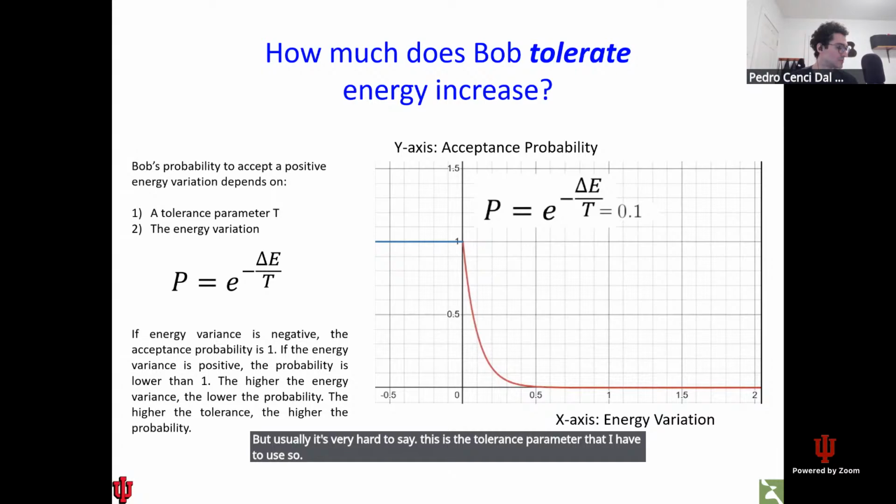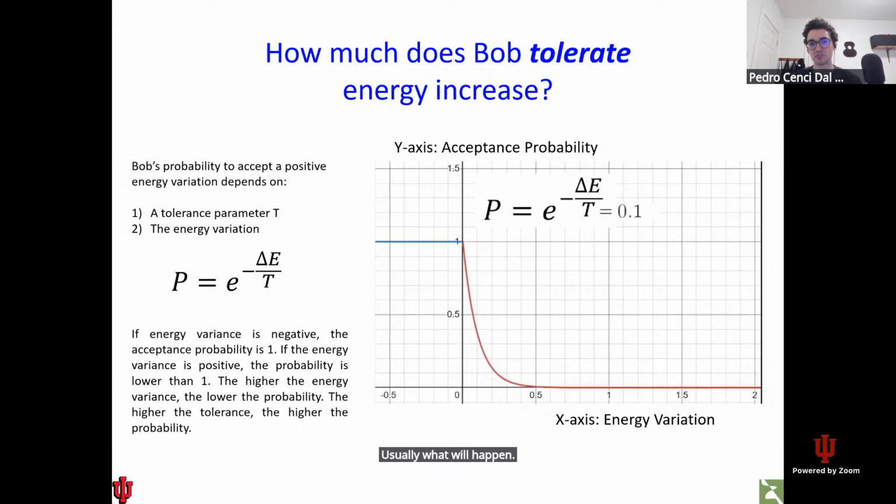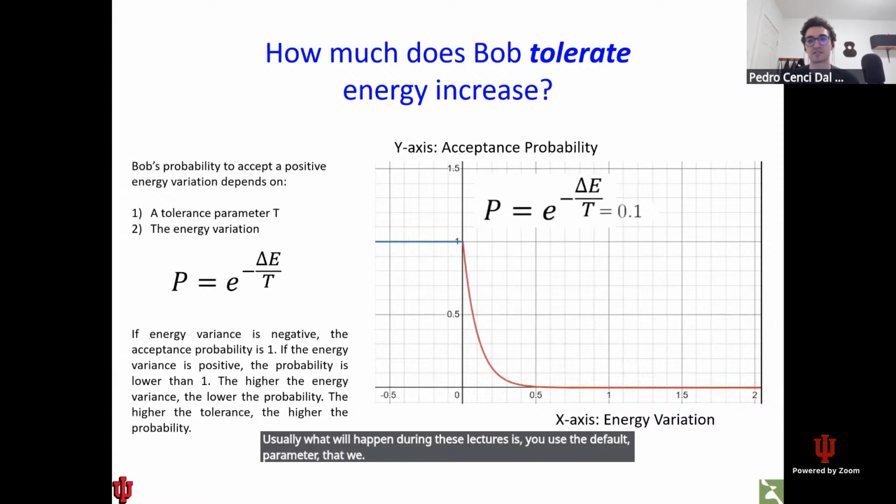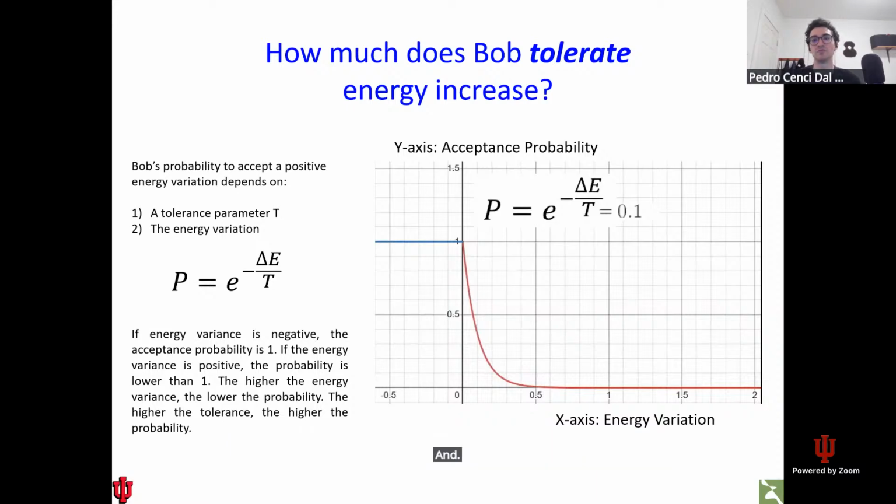usually what will happen during these lectures is you use the default parameter that we give, or you just set the parameter we are telling you to set, and then you play around with that parameter. You see what happens if you multiply it by 10, you see what happens if you divide it by 10, and then you choose the suitable value of temperature based on the behavior you get.